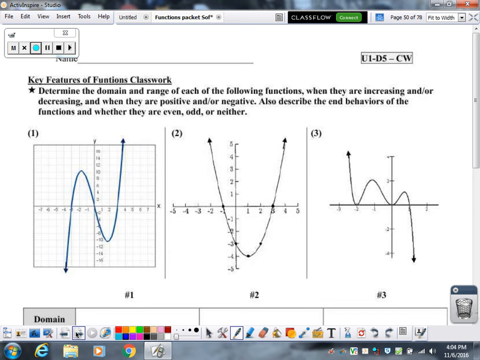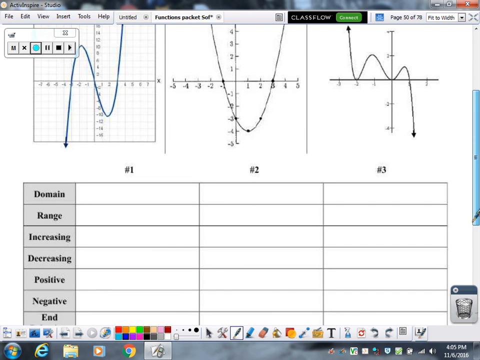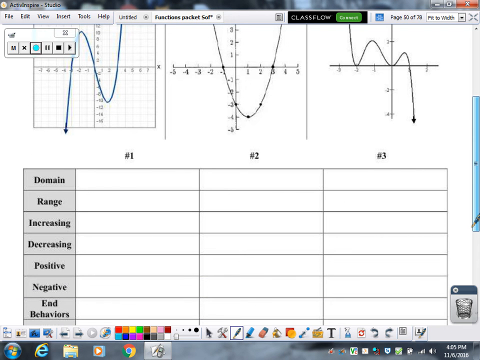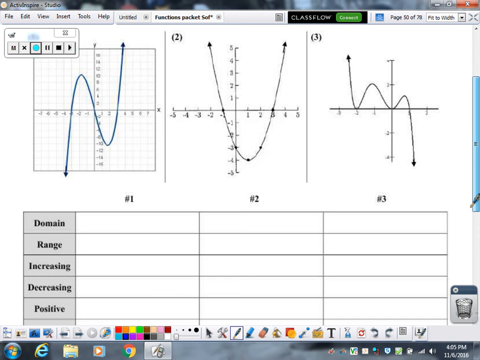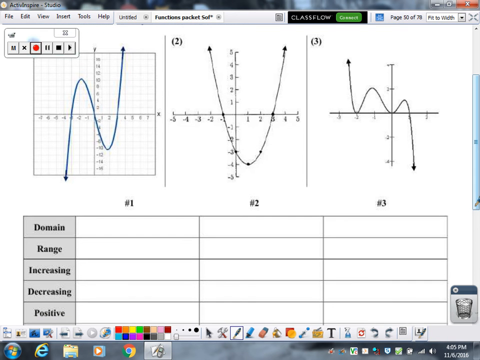For each of these 3 functions, we're going to do several things. We're going to determine the domain and range, determine when they are increasing or decreasing, when they are positive or negative, describe the end behaviors, and then determine if they are even, odd, or neither. We're going to use interval notation for all of these because interval notation is what we use for increasing and decreasing and positive, negative.